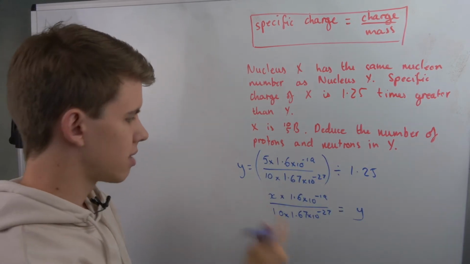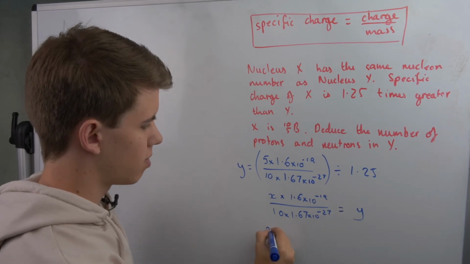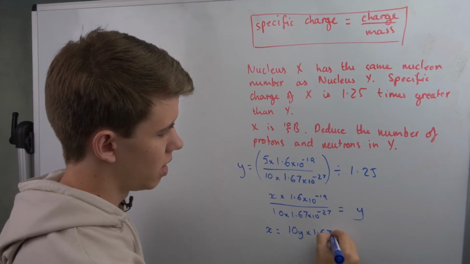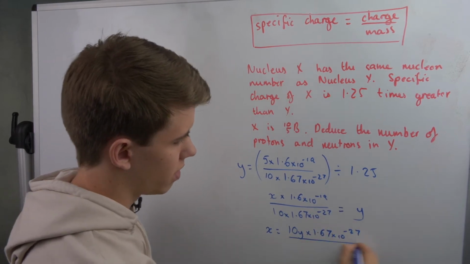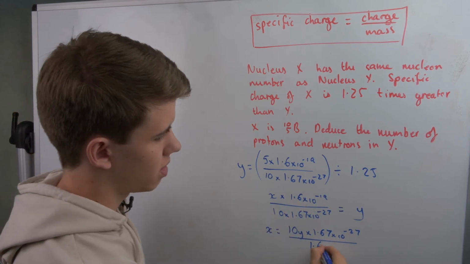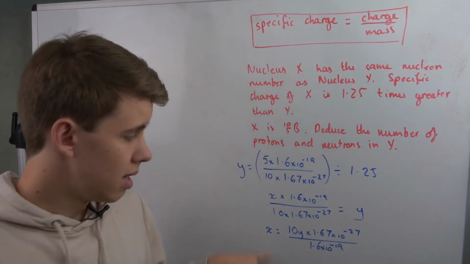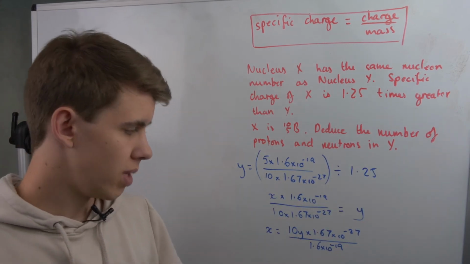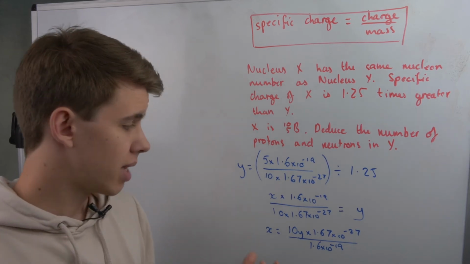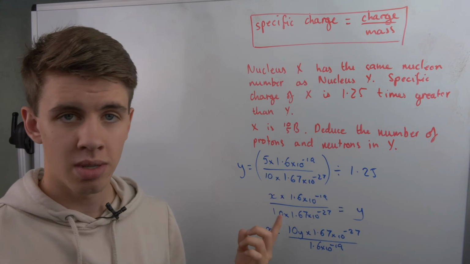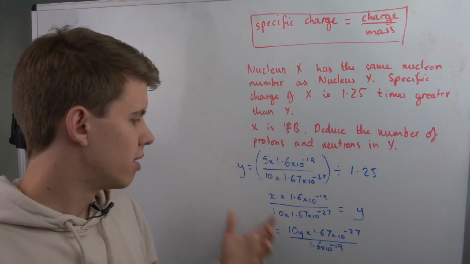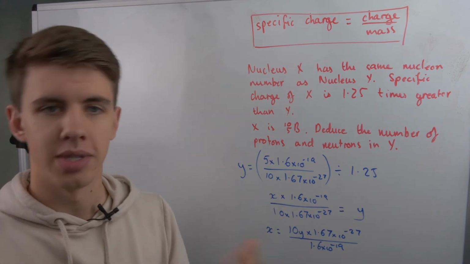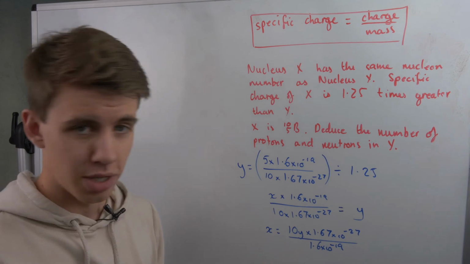And then in order to get x, we can rearrange this to say that x must be equal to 10y times 1.67 times 10 to the minus 27, all divided by 1.6 times 10 to the minus 19. That gives us our value of x. Remember, y is this value here. And so these are all numbers that we know. We can just put that into a calculator. That will give you your answer for x, x being the number of protons. And since we know the number of protons, we can then work backwards. We know that they've both got 10 nucleons. And so if we do 10 minus the number of protons, it will give you the number of neutrons. And that's the question done, okay?